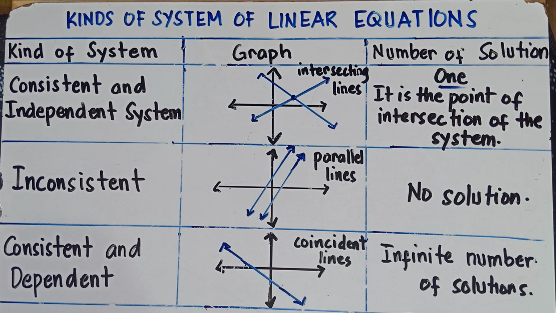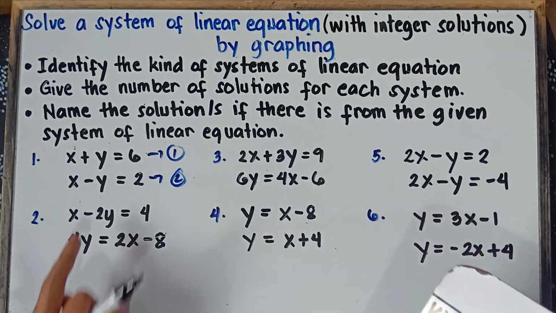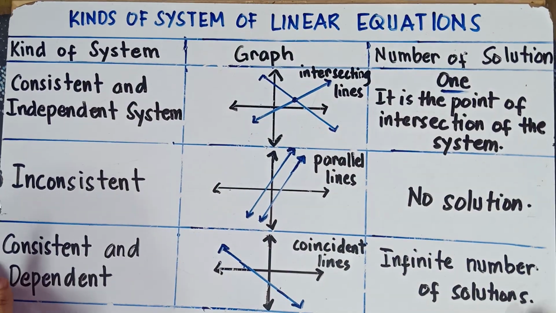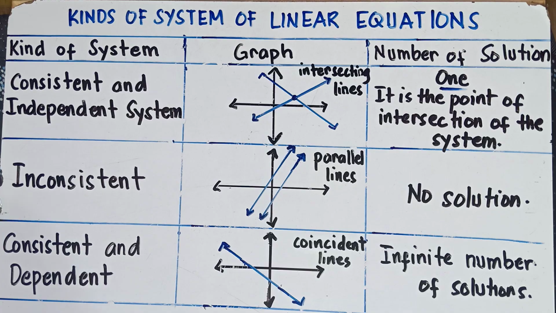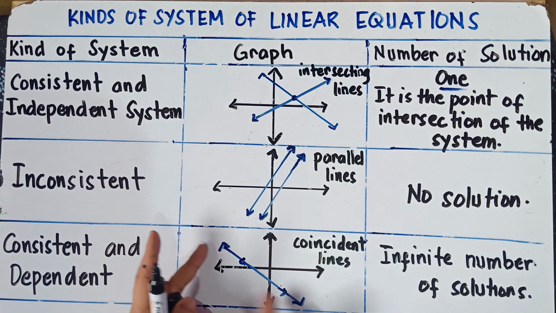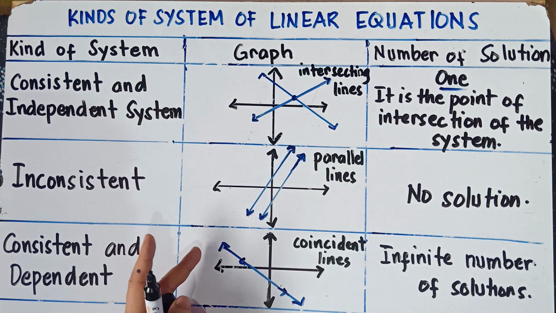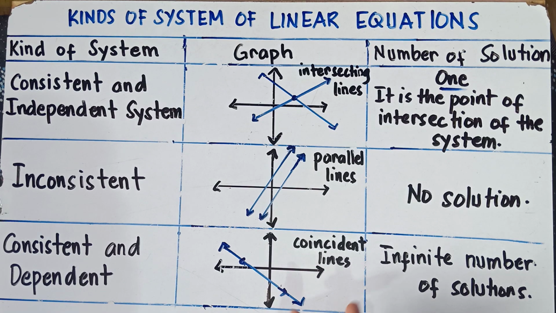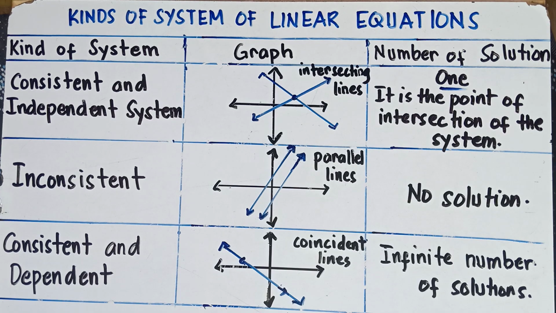Once again, class, when you plot this equation, this one right here, they lie on the same line. Let's have an example, this one right here. This will be our first equation. And then our second equation lies on the same line, same slope. Therefore, class, we call that one coincident lines. And then the answer for the kind of system would be consistent and dependent. And then the number of solutions, there would be infinite number of solutions.